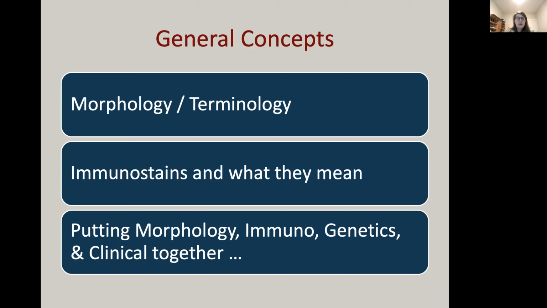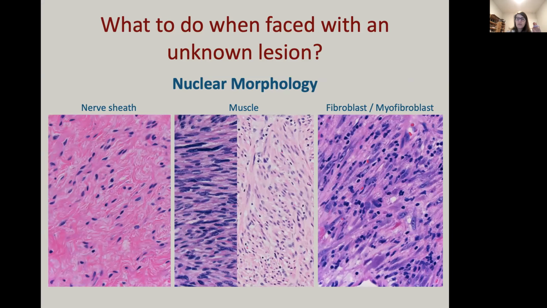Okay. Morphology, terminology. We're going to talk about immunostains, and then over the course of this whole block, you will hopefully put morphology, immunogenetics, and clinical all together. So today we're going to start with morphologic descriptors, right? What do you do when you're faced with an unknown lesion? You don't necessarily have to approach the tumor in this order, like looking at the nuclei first. I've just put this in the order that I do it. So we'll go through all of these features together.